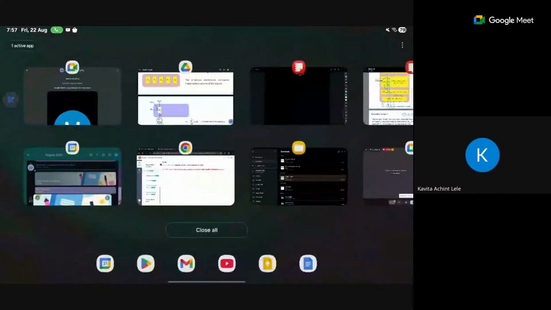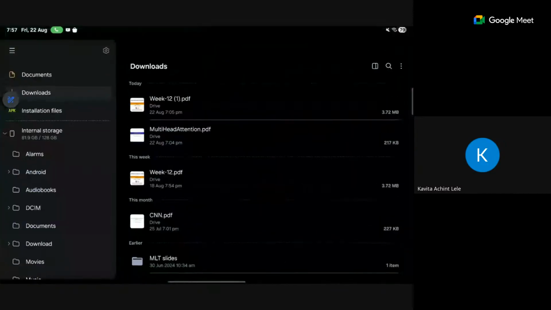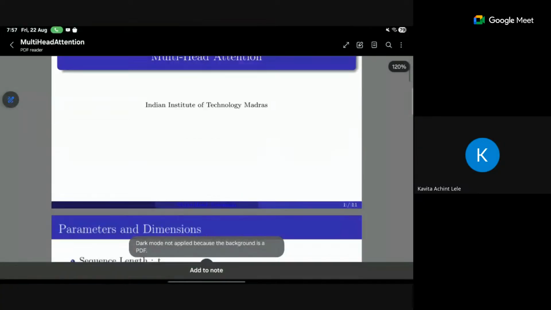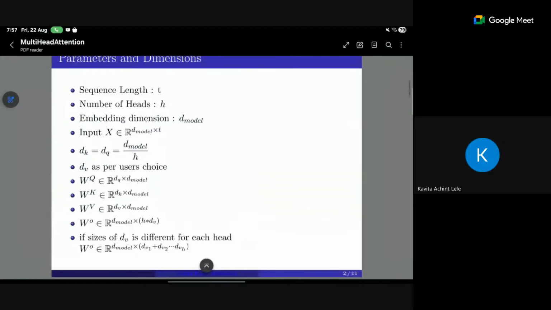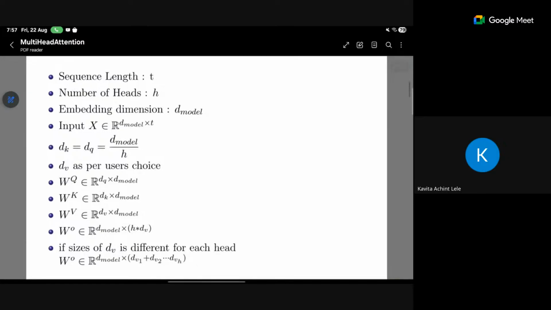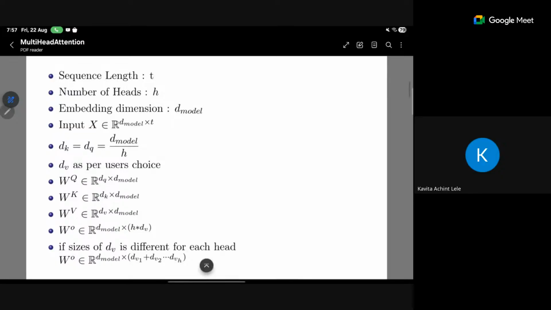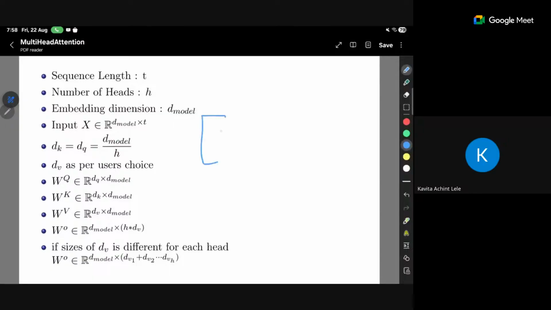Right. So there's one thing in this, how multi-head attention can compute. Let's say you have a sequence length of t, some number of heads h, and the embedding dimension is determined by d model. Then your input will become d model cross t, right? So this is my input.